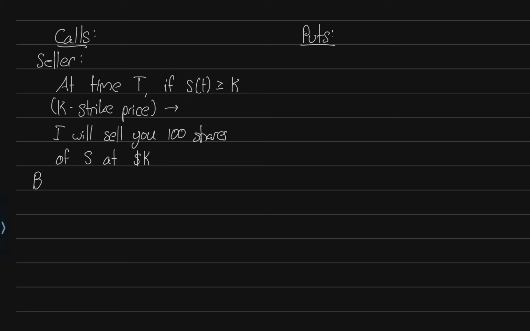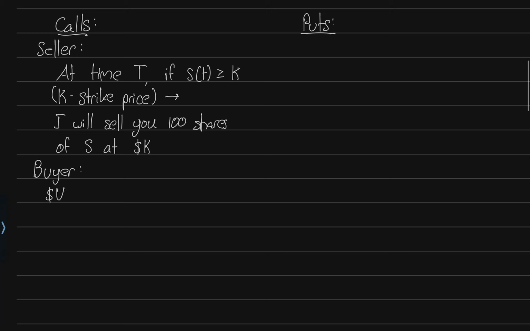Now, the seller is essentially selling this contract or this game to a buyer, and the buyer must pay a price V, which is essentially our derivative price, or you can call it the premium, to enter this contract. So again, the seller is looking at a stock price and is setting a K strike price, and if that stock price were to go above or at that strike price, he will sell the buyer 100 shares at that K strike price, but from the buyer's perspective, he has to pay a certain premium to enter this game or this contract.